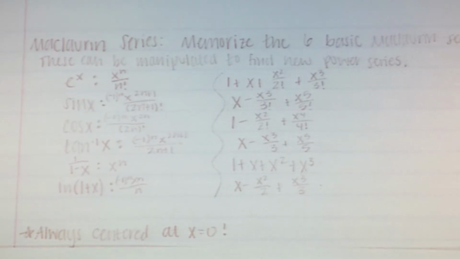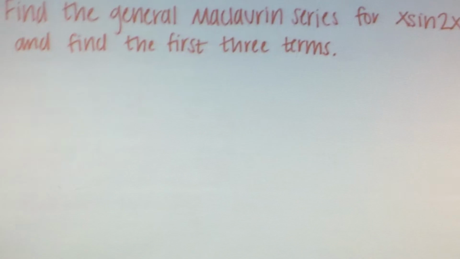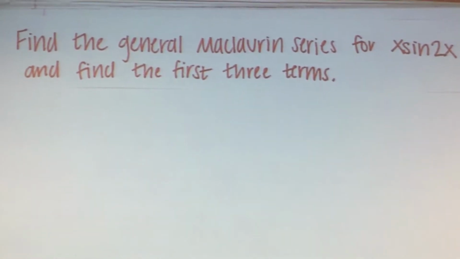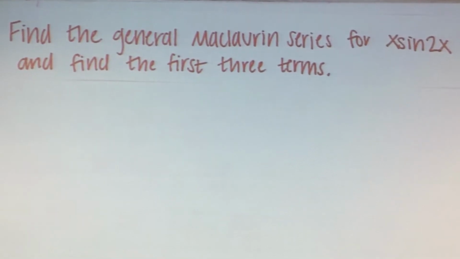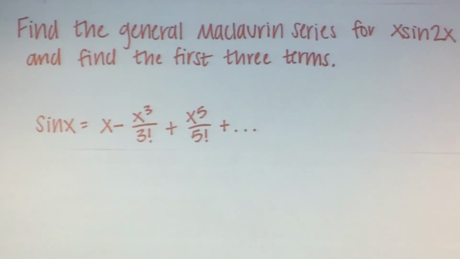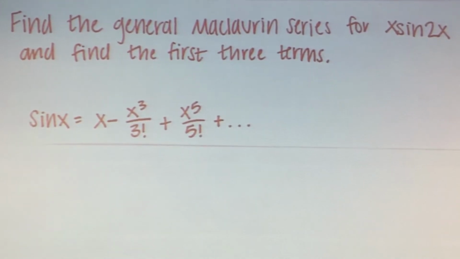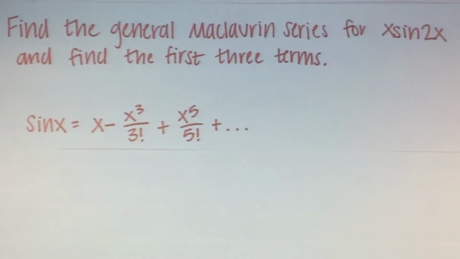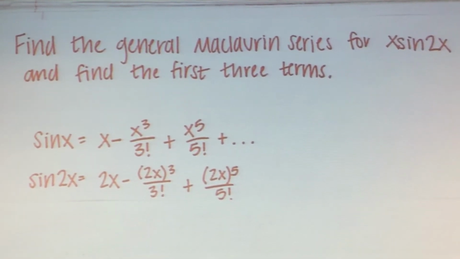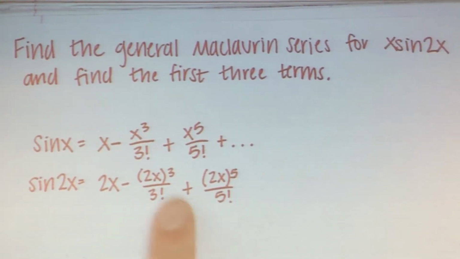So now we're going to do an example problem. You're going to find the general Maclaurin series for the function x sine 2x and find the first 3 terms. So first, we know that sine x is this when it's expanded out. So if we manipulate this and put in 2x for every x, you plug this in to where every x was.